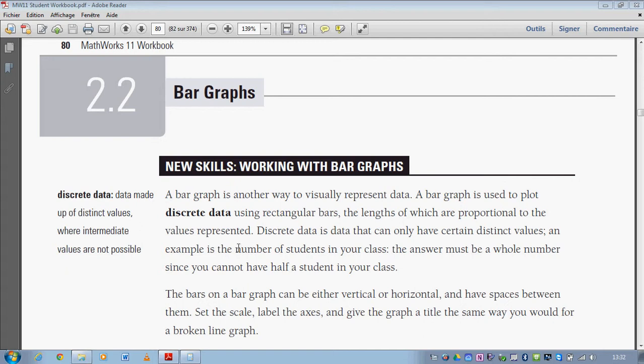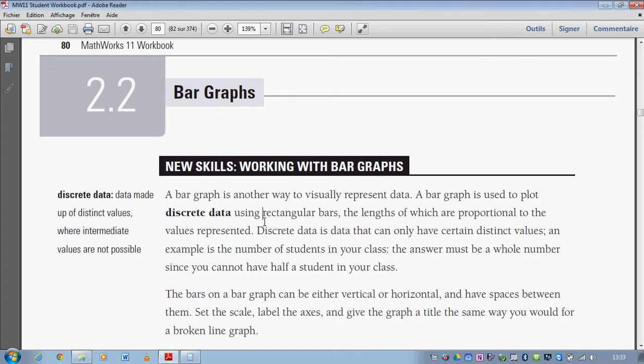And they give you an example. They say that an example is the number of students in your class. So the answer has to be a whole number since you can't have half a student in your class. For example, our class has 37 students in it, or maybe 38, right? So you can't have 37 and a half students. So that's what discrete data is.